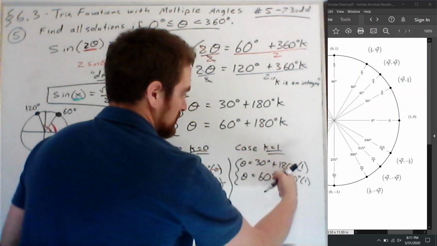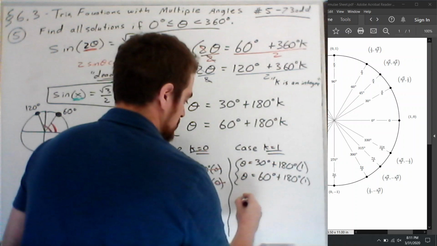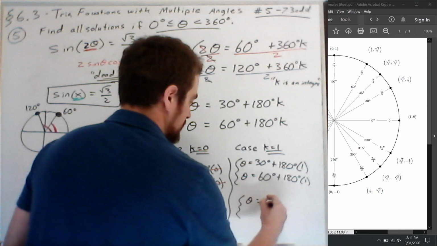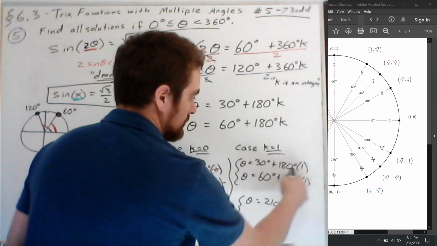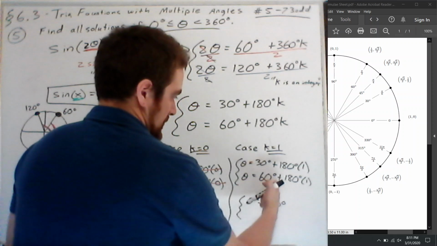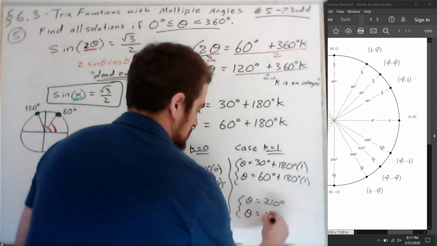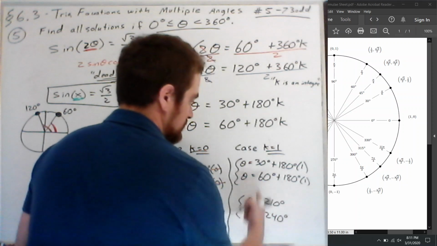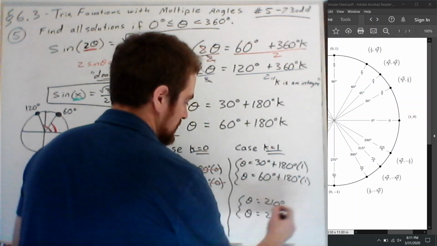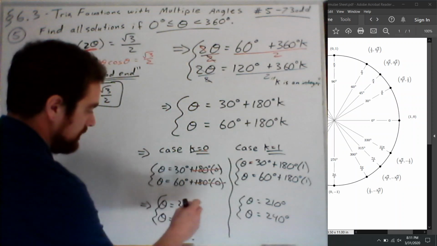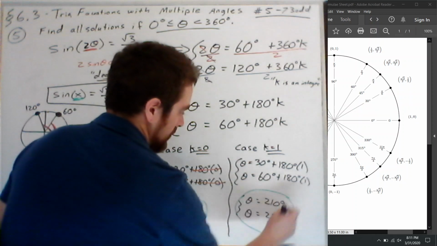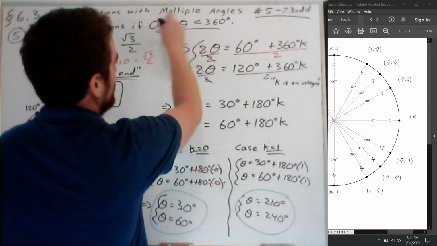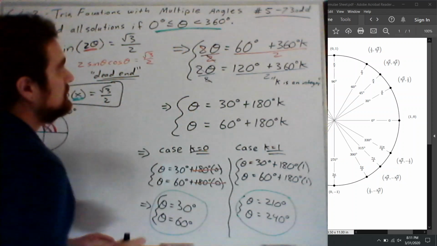So now I can add these 2 together. This will give me theta is equal to 210 degrees when I add 30 degrees and 180 degrees. And then I'll add these 2 together to get theta equals 240 degrees when I add 60 degrees plus 180 degrees. Here are all 4 solutions, and you bet all four solutions are between 0 and 360.